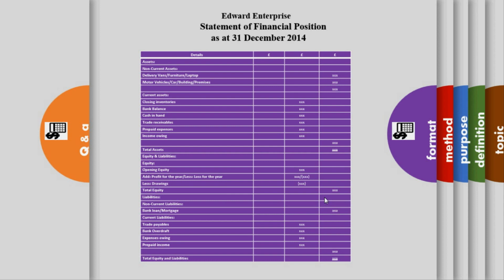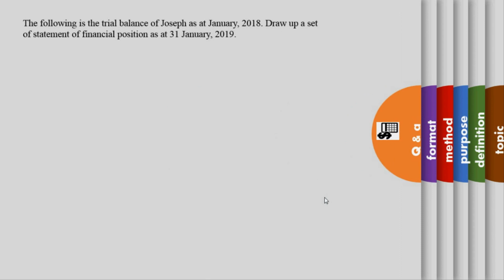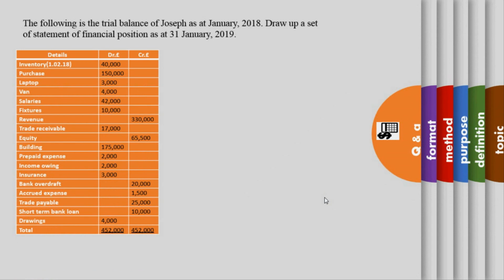Let's go to the practical implementation, how to solve the statement of financial position. This is the question given. The following is the trial balance of Joseph as at January 2018. Draw up a statement of financial position as at 31st January 2019. Look, the trial balance as at 31st January 2019. This is the appropriate trial balance. So we have all the information given. We need the closing inventory, which is not given in the trial balance. Here we have the closing inventory, and profit for the year has been amounted to 1,10,000.